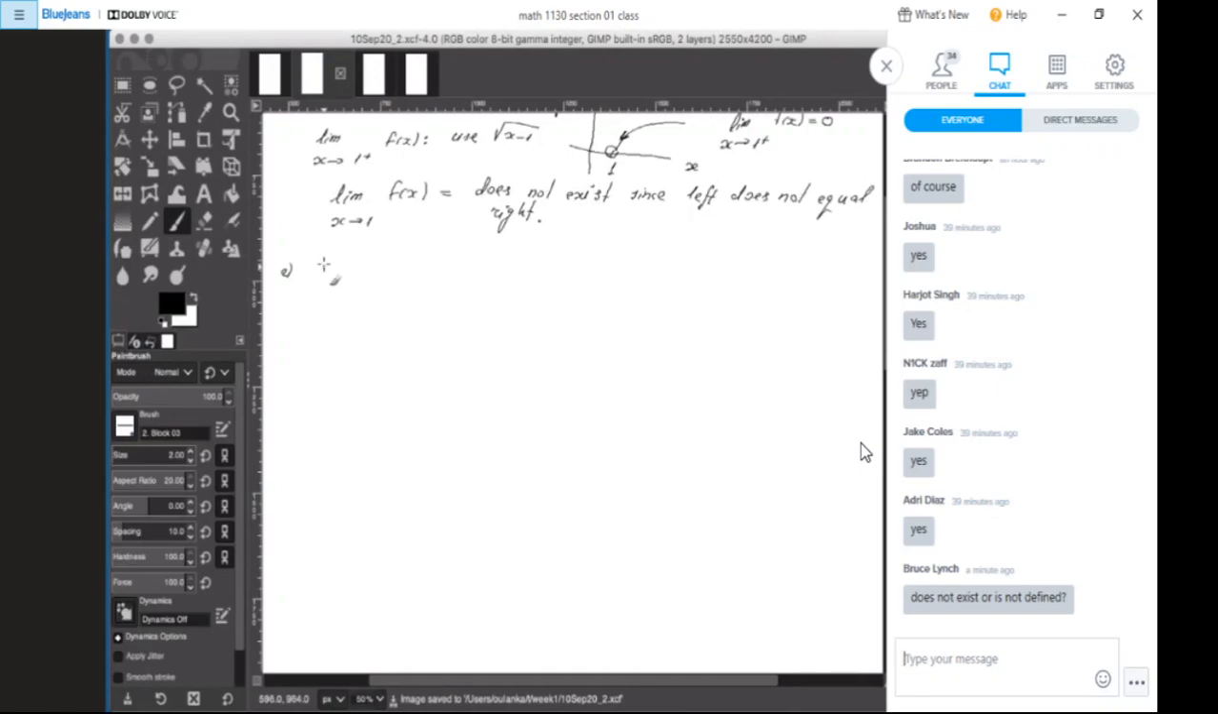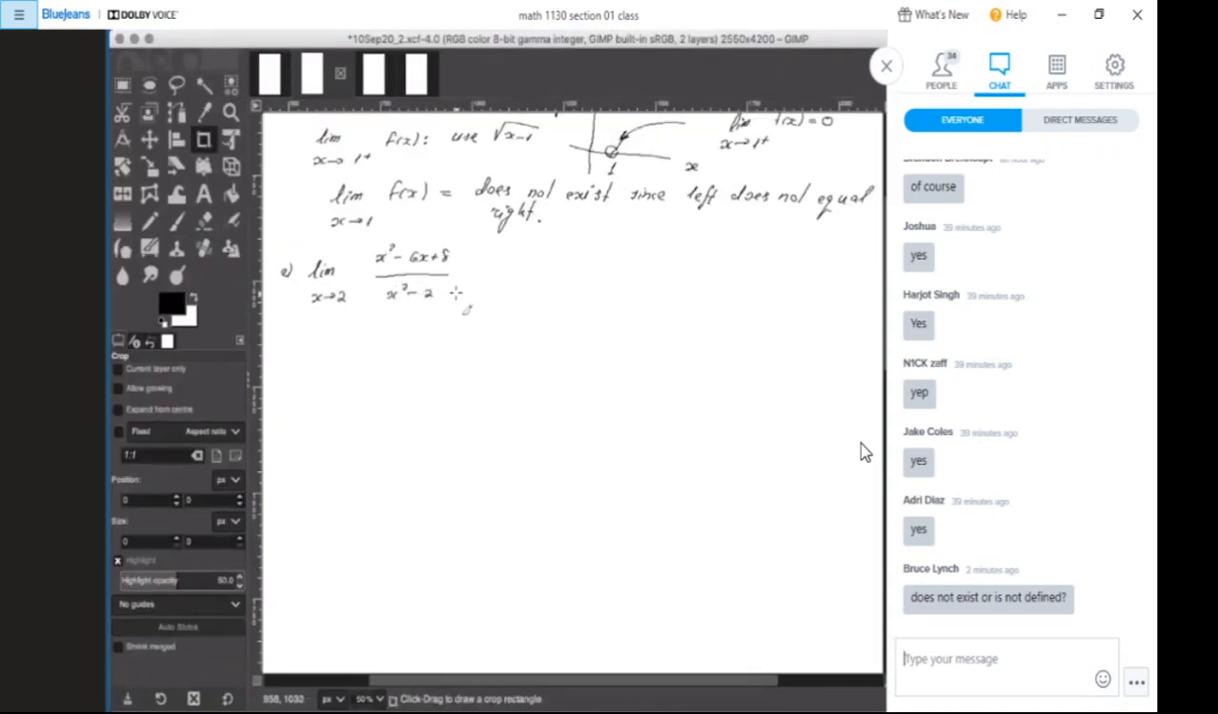Let's try this one. The limit as x goes to 2 of x squared minus 6x plus 8, divided by x squared minus 4.